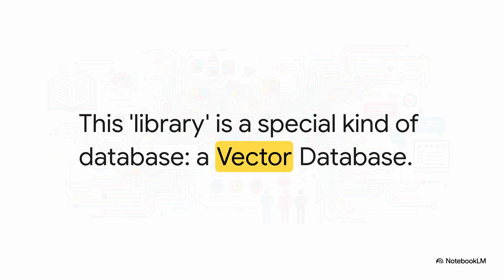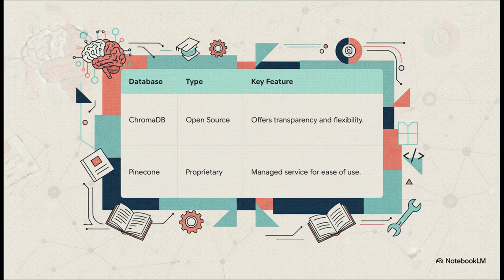Now, this library isn't just any old bookshelf. The information is stored in a really special kind of database called a vector database. And it's so clever because it doesn't just scan for keywords, it actually understands the meaning behind the words. So if you search for top performing employee, it's smart enough to also find documents that talk about a star team member or the quarterly award winner. It gets the concepts, not just the text, which makes the results way, way more relevant. And the great news is, developers have tons of options here. You've got flexible open source choices like ChromaDB or super easy to use managed services like Pinecone. The tools are definitely there.